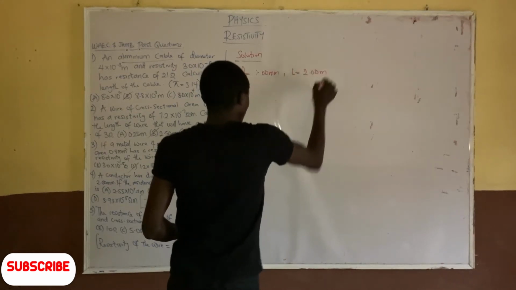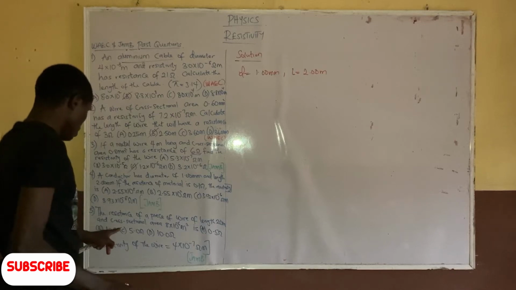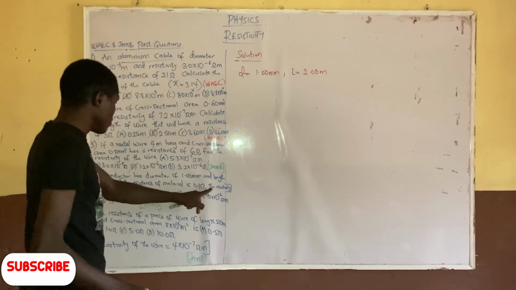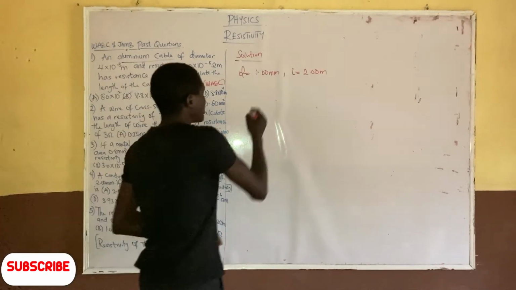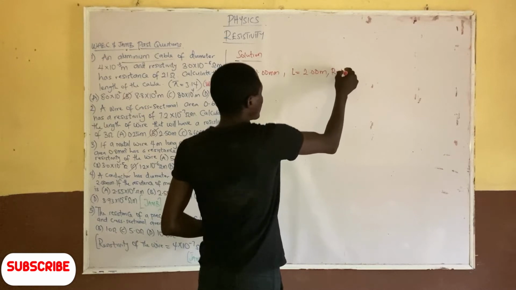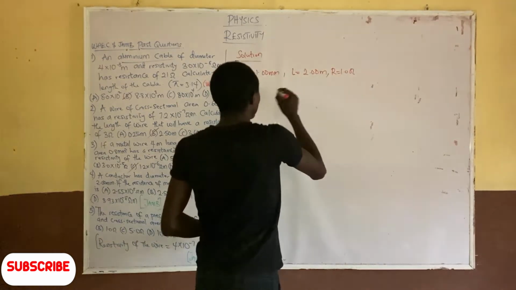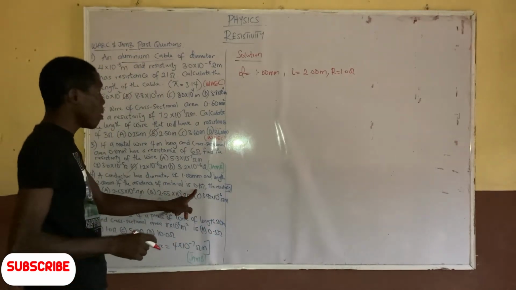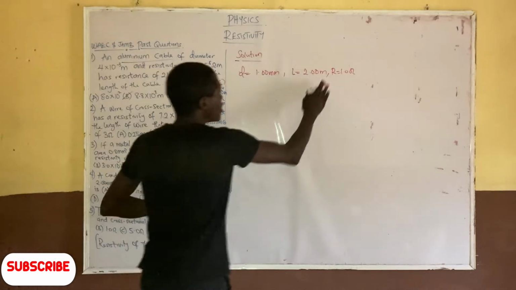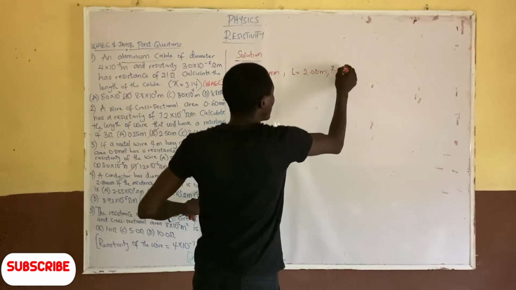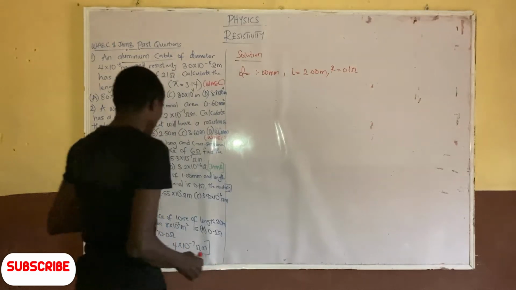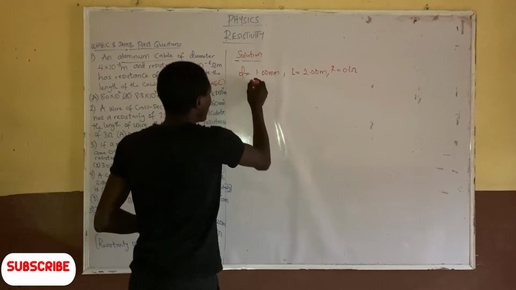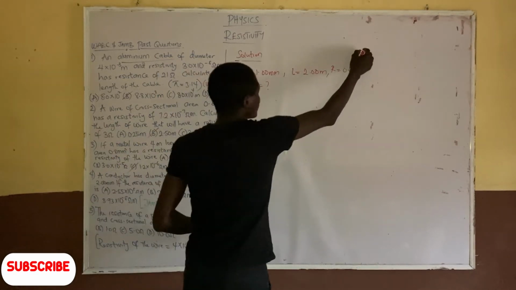2.00 millimeter. Now, if the resistance of the material is 0.1 ohm, what is the resistivity? The resistivity is unknown. So how do we go about this?